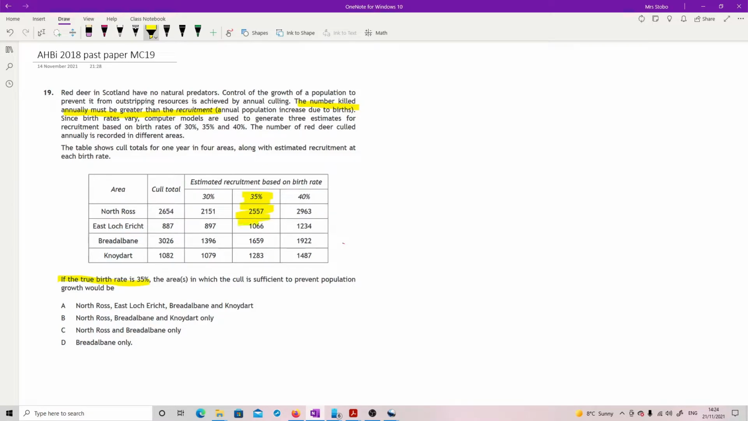So here is my 35%, here is my true birth rate, and here is my cull total. So I need my cull total to be bigger than my 35%. So yes in North Ross, no in East Loch Eric, and Bradalbin, yes, and Noidart, no.